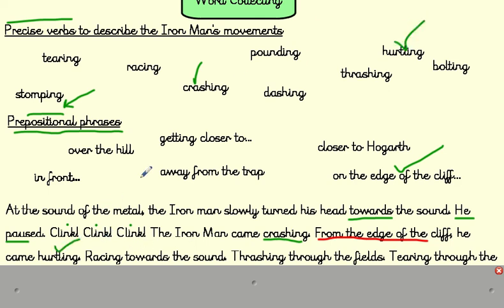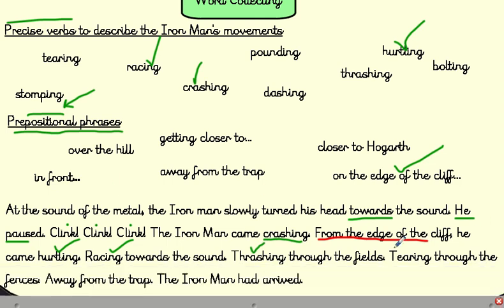Racing towards the sound, another precise verb, racing. Another nice short snappy sentence. Racing towards the sound, thrashing through the fields, tearing through the fences. And I'm using through to show where it's happening. I should do that again in my red so that I can show you. And I've got towards again, show me where something's happening, through the fields, through the fences. Again, I've got my prepositional phrase here, away from the trap. The Iron Man had arrived.